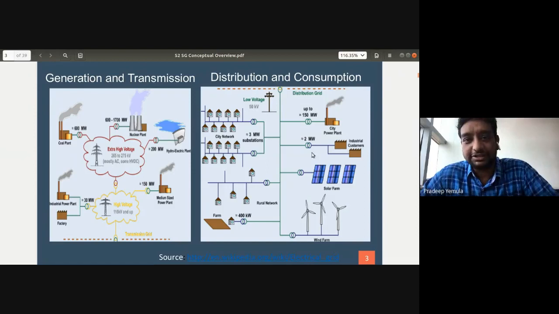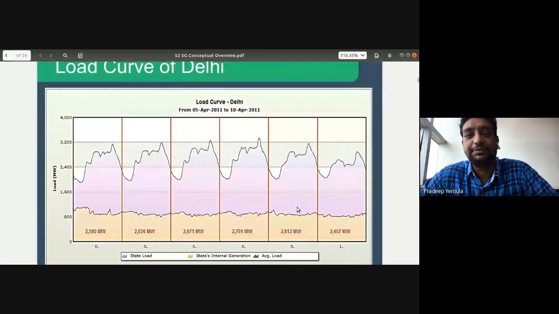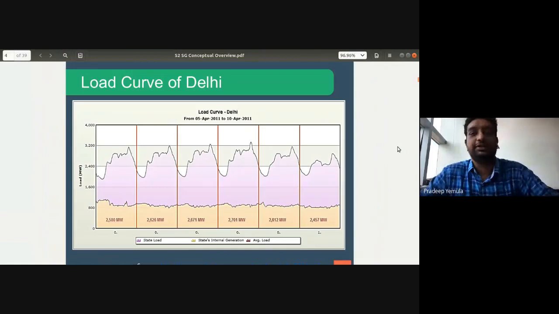I would like to further explain with more examples. This is the load curve of the city of Delhi. You might be knowing about this city, but this is slightly old data. The data is from 2011, quite old data. On the x-axis, each segment is one day.